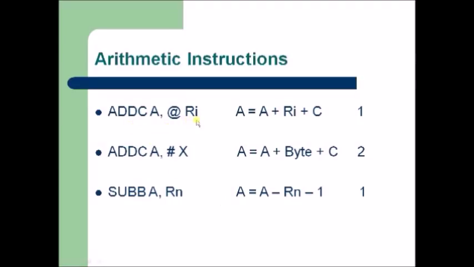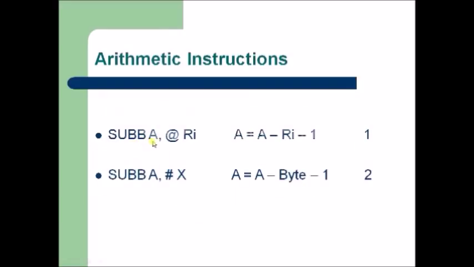ADDC A comma @Ri. So value at the address will be added with A, and again along with carry, and again the result will be stored inside A. ADDC A comma immediate value. So immediate value, accumulator content as well as carry flag will be added, and the result will be stored inside A register. Now SUBB A comma Rn. So here A minus Rn minus carry. If there is a borrow, then it would become 1. Therefore, the resultant value will be stored inside A.